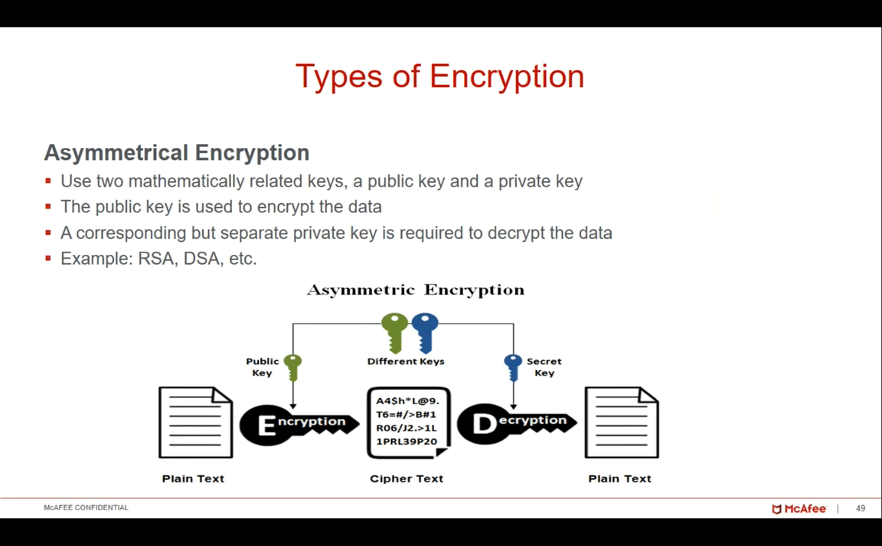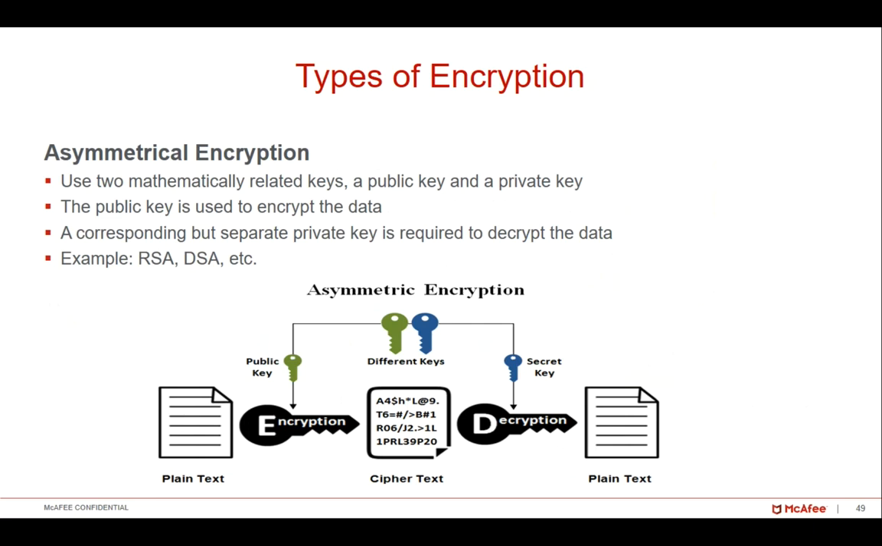There is asymmetrical encryption. As we saw, symmetrical encryption uses a single key. In asymmetrical encryption, we see two keys which are mathematically related. One is called the public key, and the other key is called the private key.